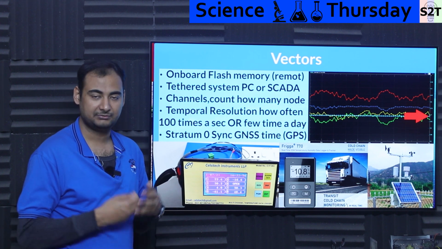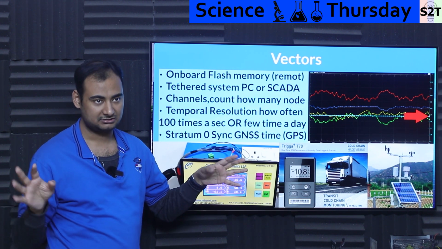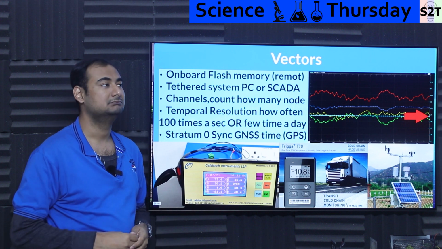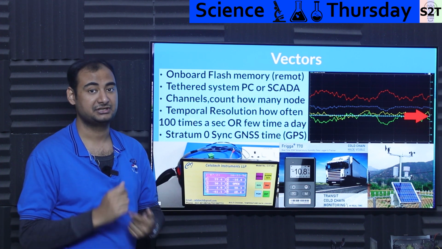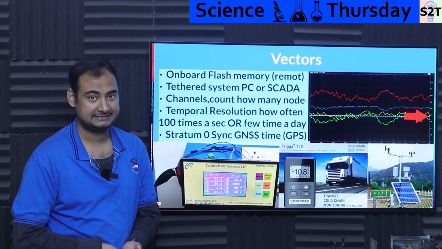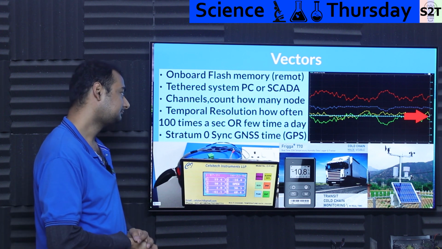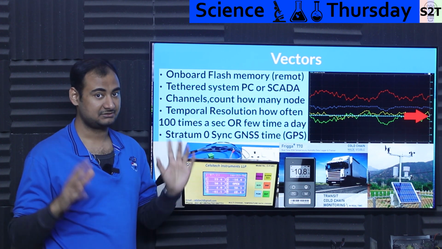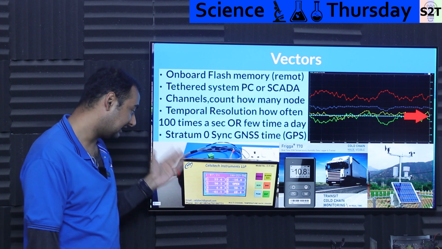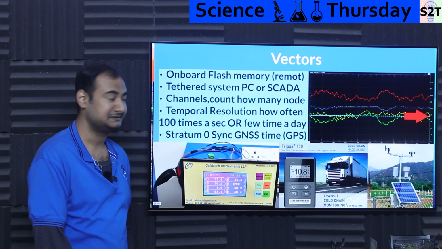Temperature also. For example, you may have a scenario where you're dealing with a water treatment system. You may need to monitor pressure and temperature. If temperature is changing too much, there may be something messed up. So you may require that. And again, big systems require a lot of channels. So you can start with like 8 channels and go to hundreds of channels.